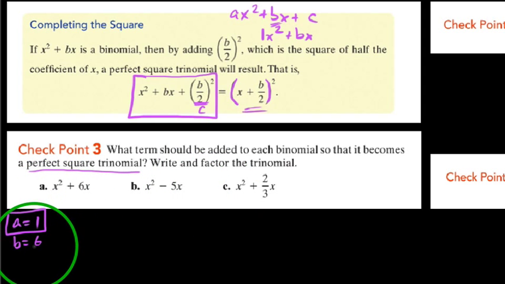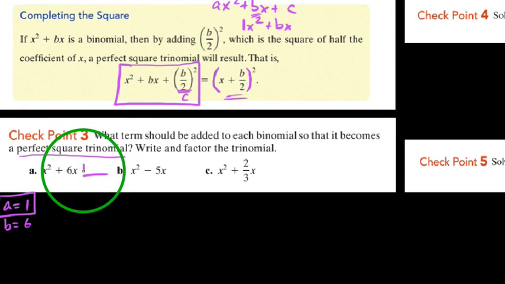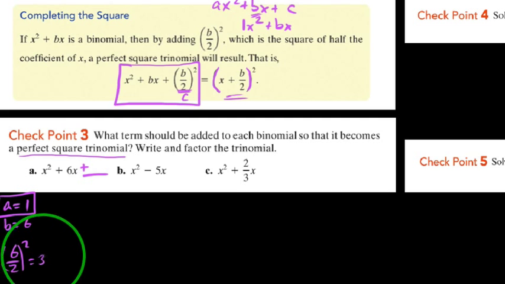Since we know b, what we want to find out is what I would want to add on to this expression so that it becomes a perfect square trinomial. And the answer to that question really is always half the middle term squared. So if we take 6 and cut it in half, 6 over 2, and then square it, we get 3 squared, which becomes 9.